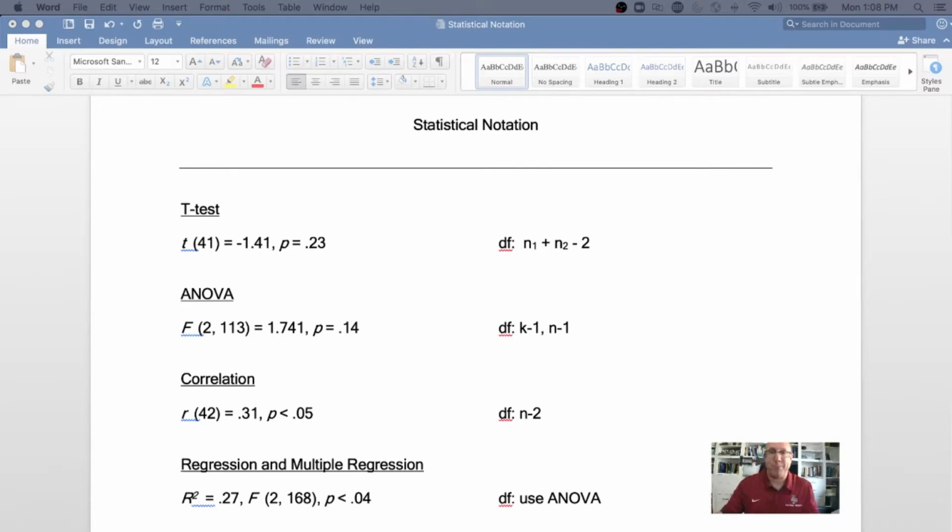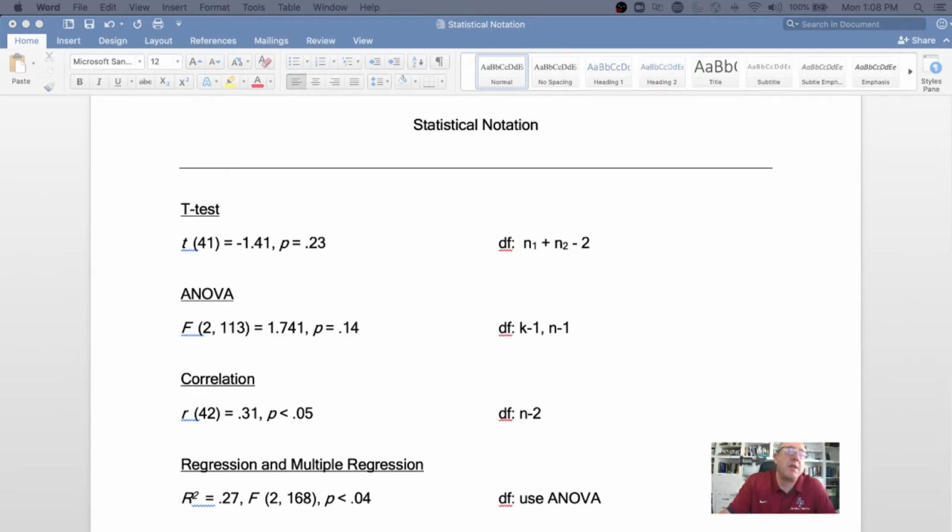So let me walk through this. I just listed 4 here. There's statistical notation for every stat, but these are the 4 that we've covered in class. So here we have t for the t-test, F for ANOVA, r for correlation, and R squared. R is also reported, and R squared for regression and multiple regression.